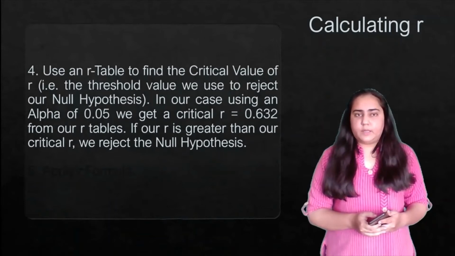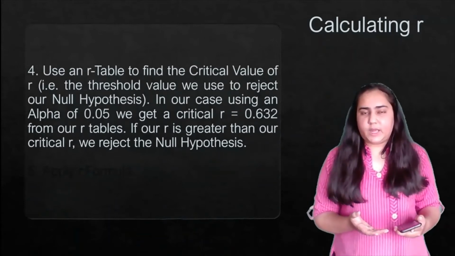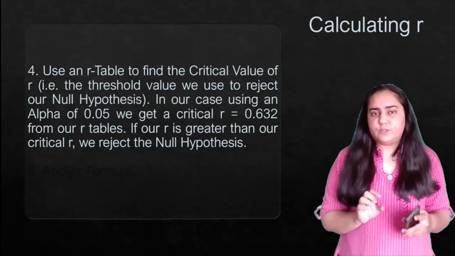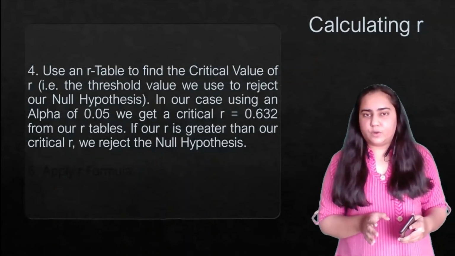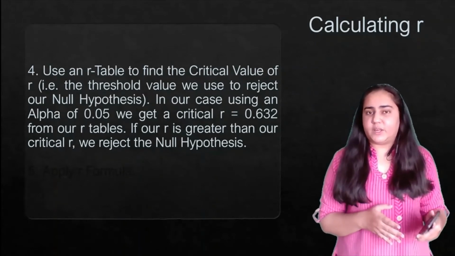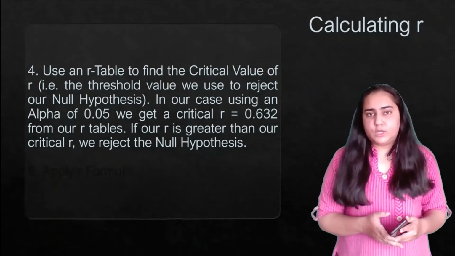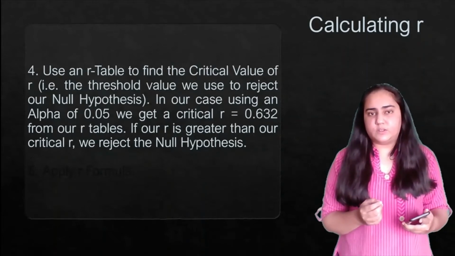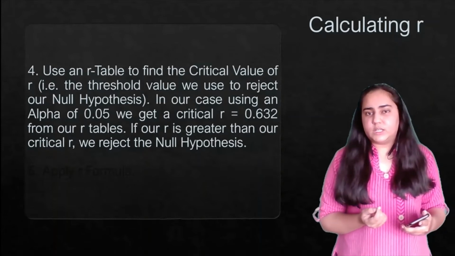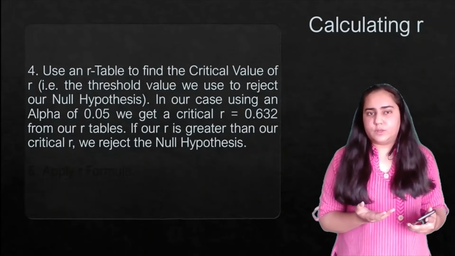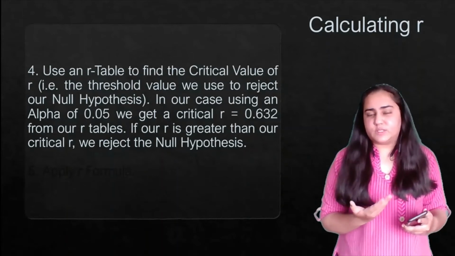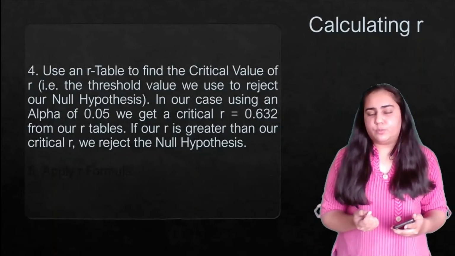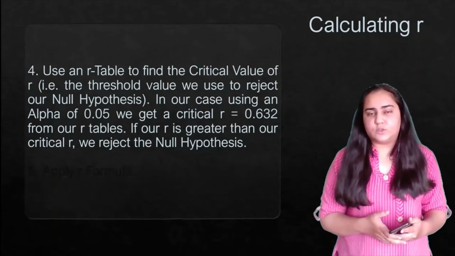Now the fourth step is to use an R table, and in a short while I'm going to show you the R table itself. What you have to do there is find a critical value or a threshold value that you can use to either accept or reject the null hypothesis. In our case, we are going to use the value of alpha that we defined, which is 0.05. We are also going to use the degree of freedom, which was 8. Using that, we are going to find the critical R, which will come out to be 0.632. I'm going to show you that in a short while.